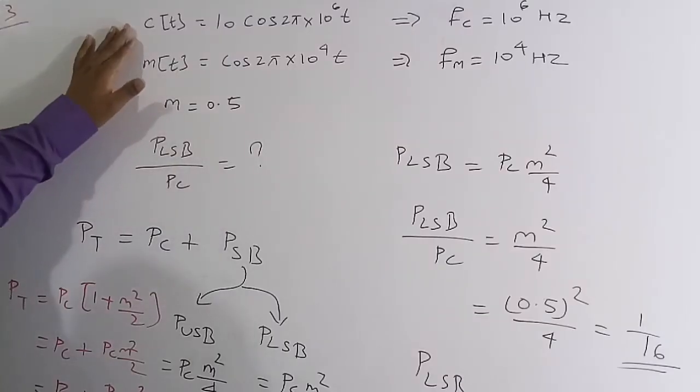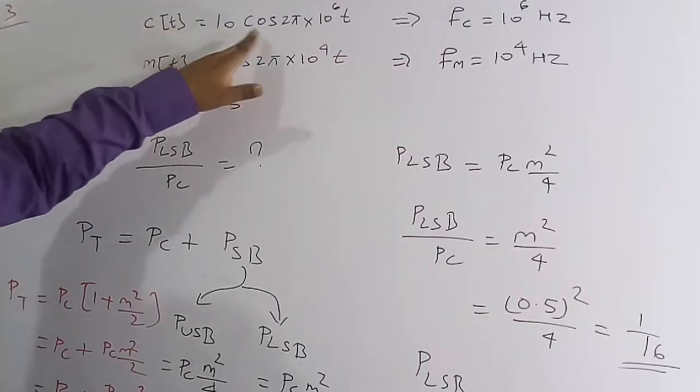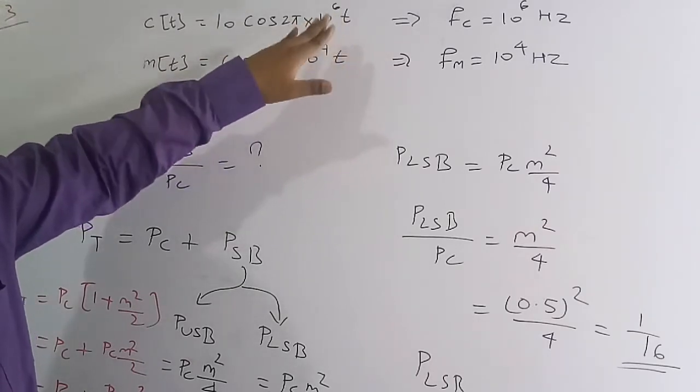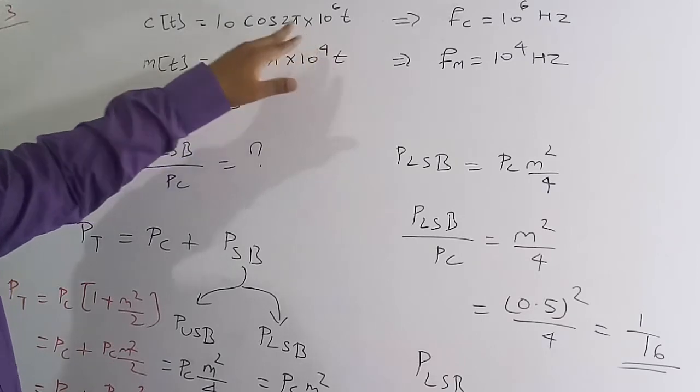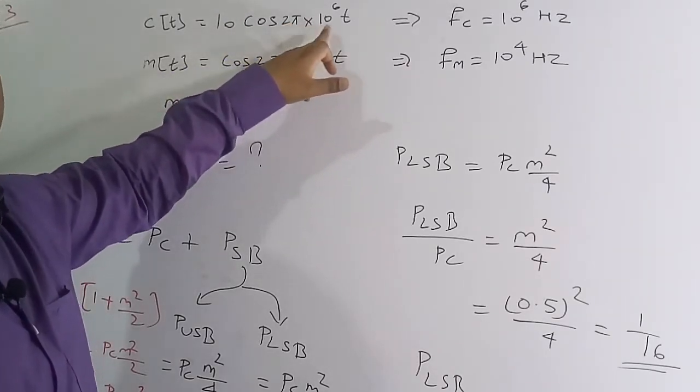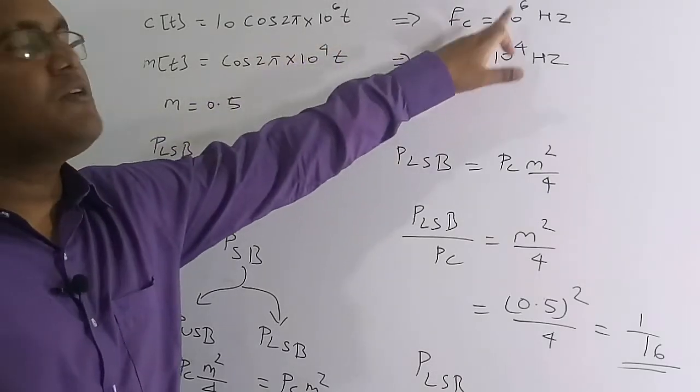In the question they have given the carrier signal waveform as 10 into cos 2 pi into 10 to the power of 6 t. So from this we are going to figure out the carrier frequency. Carrier frequency is omega is equal to 2 pi f. Therefore f is equal to 10 to the power of 6, which means the carrier signal frequency is 10 to the power of 6 hertz.